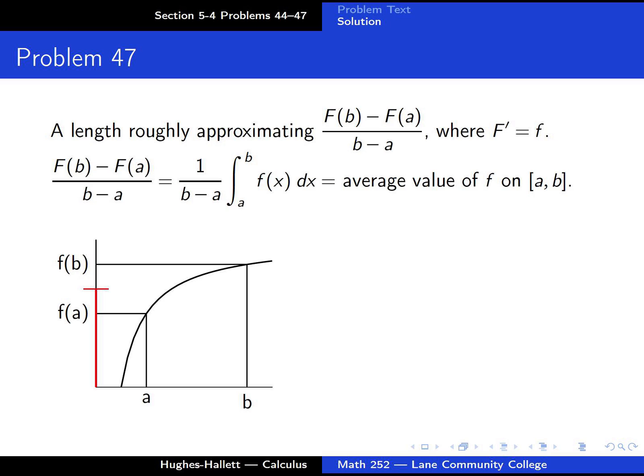In this drawing, I've roughly indicated about where that height would be. The average value of little f on that interval is going to be a number between f of a and f of b, and the vertical red line roughly represents that height.